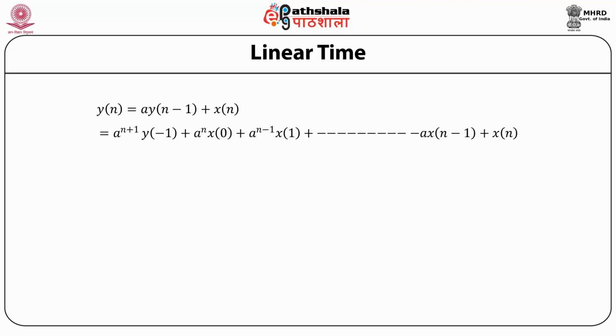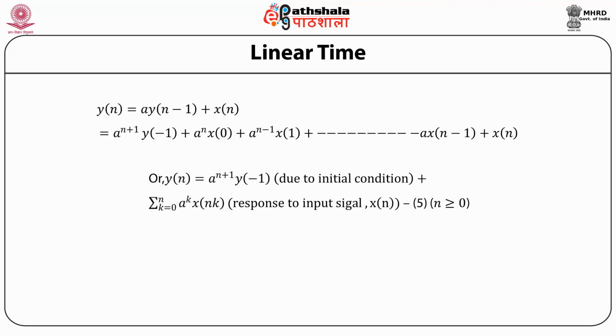So we have y(n) equal to a y(n minus 1) plus x(n), which is equal to a to the power n plus 1 y(minus 1) plus a to the power n x(0) plus a to the power n minus 1 x(1) plus so on plus x(n), or y(n) equal to a to the power n plus 1 y(minus 1) due to initial condition plus summation over k equal to 0 to n of a to the power k x(n minus k), which is nothing but the response to the input signal x(n). Now here n is greater than or equal to 0.